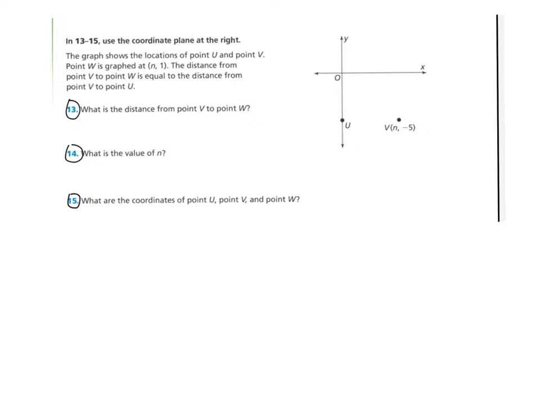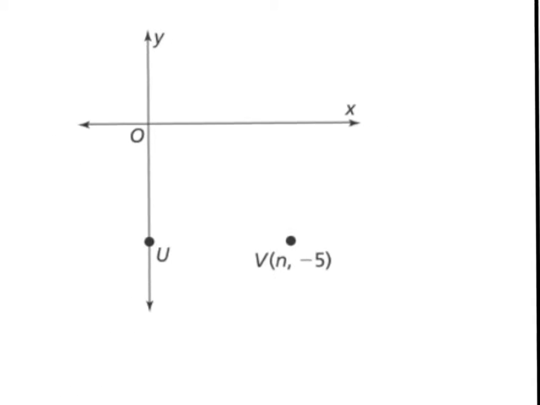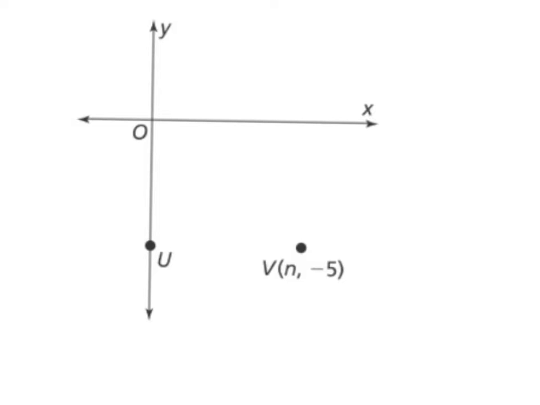So the first thing I would do is graph point W. If it's at N1, N is my x value. If you'll notice, point V is N, -5. It has the same x value, doesn't it? So what that tells me is I could mark that as an N there if I wanted to. And I can go up to 1, and that would be my point W. That would be the first thing I would do. Okay, that's the point W, which is at N1.